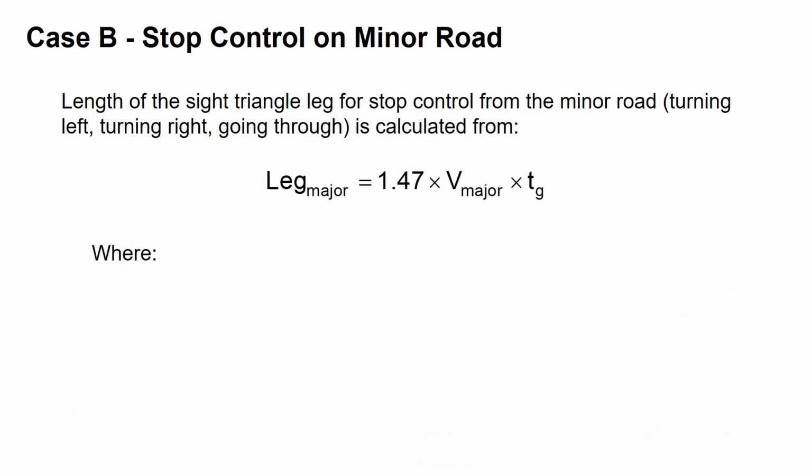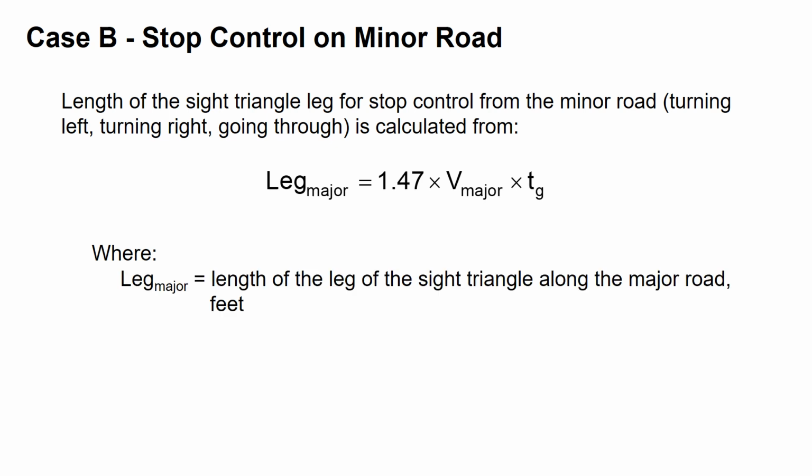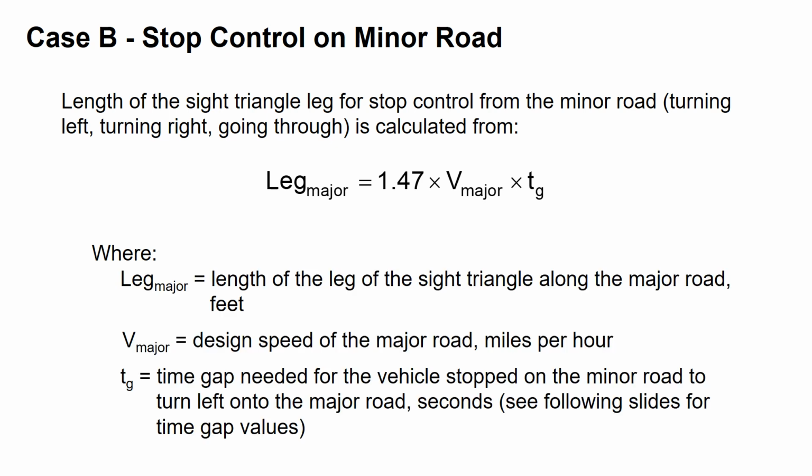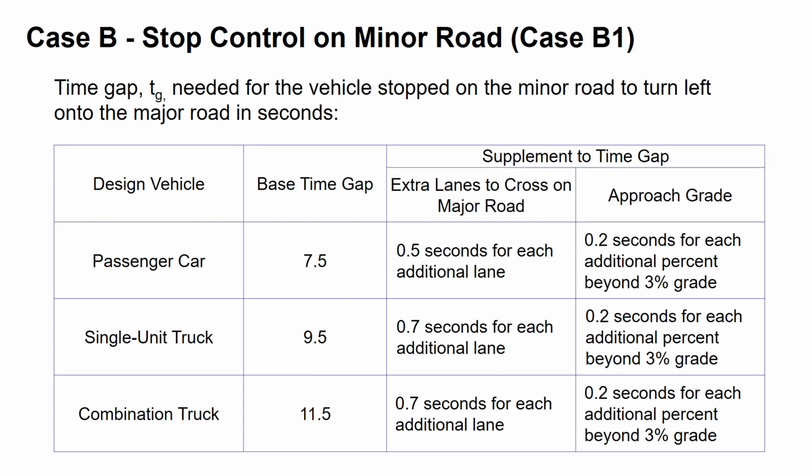Our equation for the length of that leg along the major roadway is 1.47 times the speed along the major road times our time gap. The important thing here to notice is that 1.47 is a conversion factor. So our design speed of the major road is in miles per hour, and our time gap that we're going to look up on the following slides is in seconds. So it's important that we make that distinction, and we know what those values are, and we put them in speed in miles per hour and the time gap in seconds. Now here are our values.